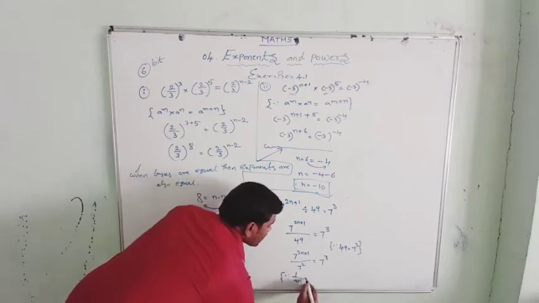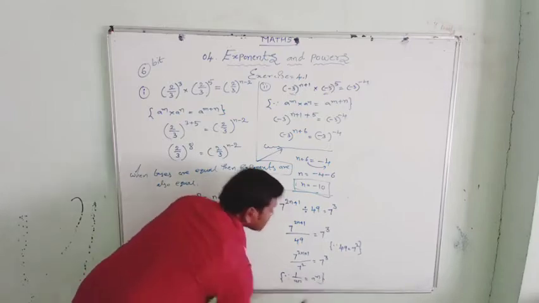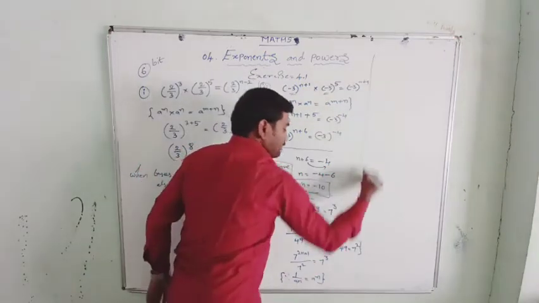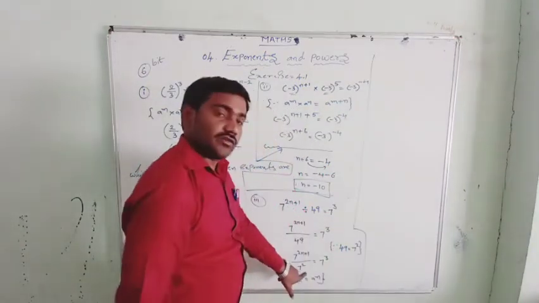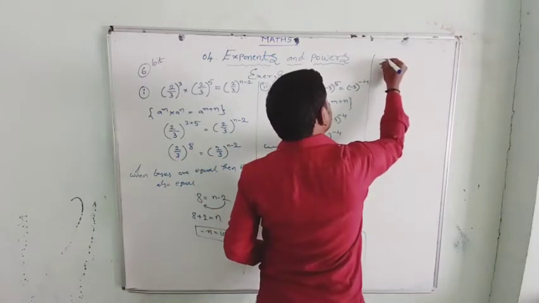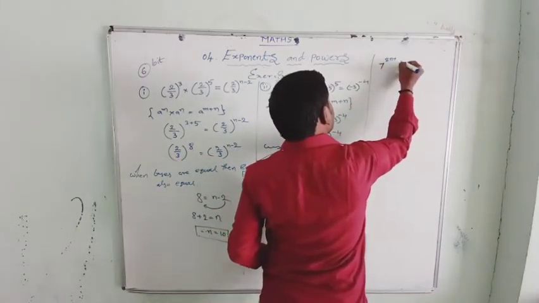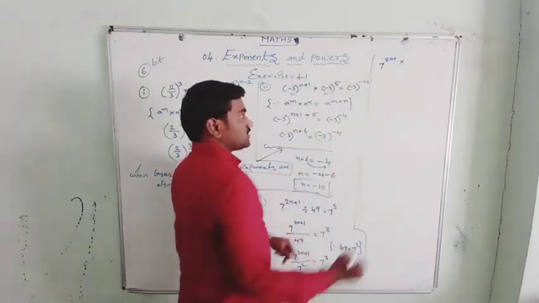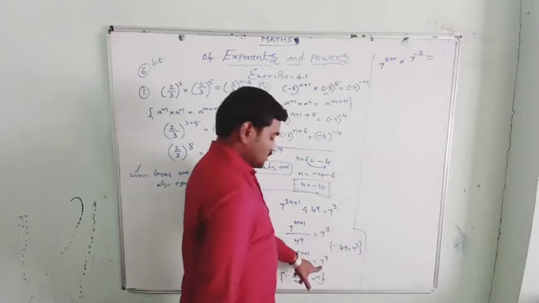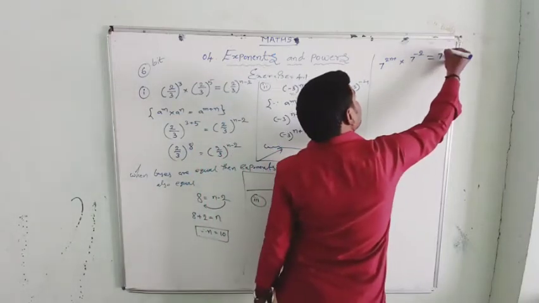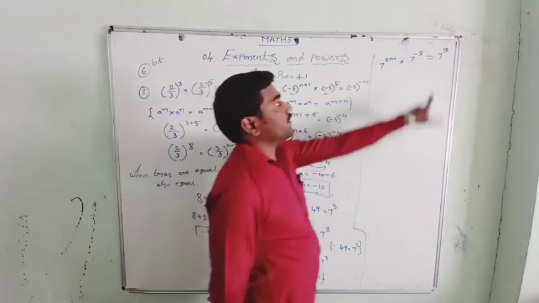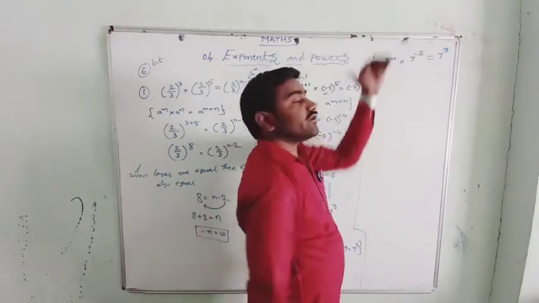1 by a to the power of n equals a to the power of minus n. This 7 to the power of 2 in the denominator we will write in the numerator, so that the exponent will be negative. Then here 7 to the power of 2n plus 1 into 7 to the power of minus 2 equals 7 to the power of 3. These positive exponents become negative exponents when we write them in the numerator part.